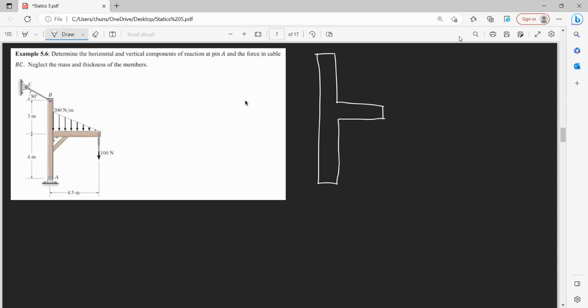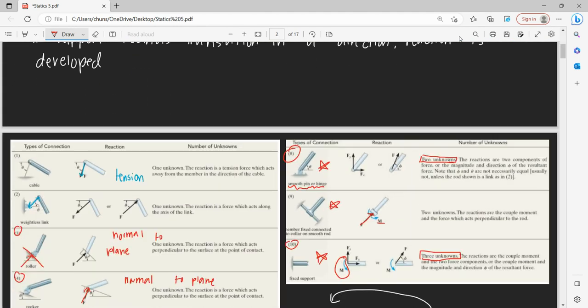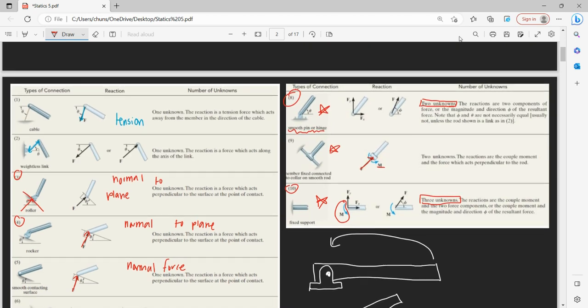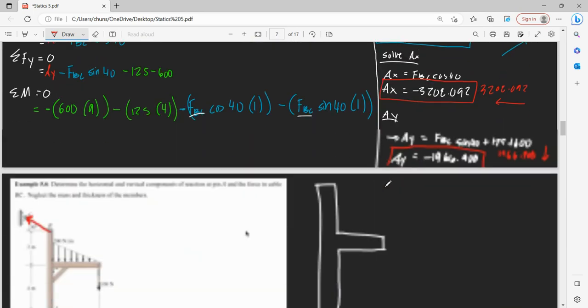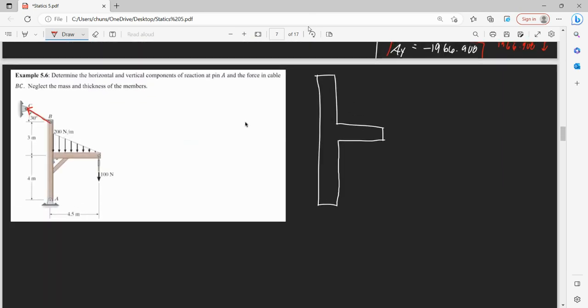Okay, there we go, much better. So, very first thing, this was our first kind of reaction that we saw in our table. If I scroll up, this is tension from a cable right here. So let's start with that, and we can call this T, just for tension. We have what we already know. We have an external load of 100 newtons at the end of our beam.